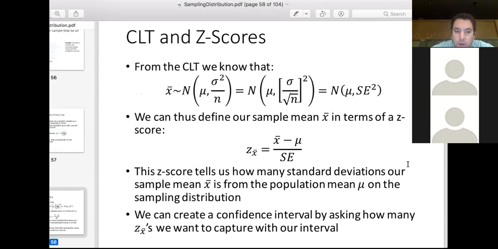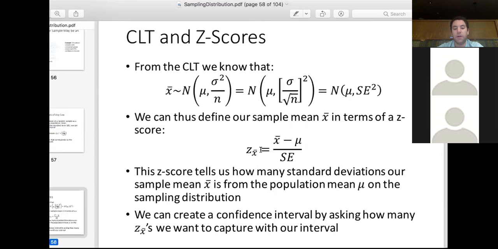From the central limit theorem, we know that the mean x bar is normally distributed with a mean of mu and a variance of sigma squared over n. That is to say it's distributed with a mean of mu, and the standard error squared would be the variance. Thus, our sample mean x bar can be defined in terms of a z-score.